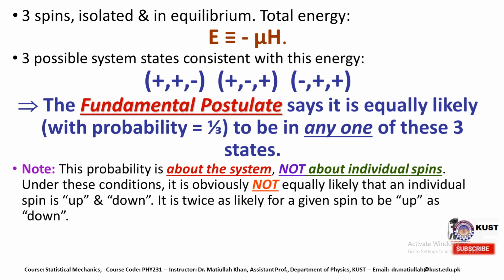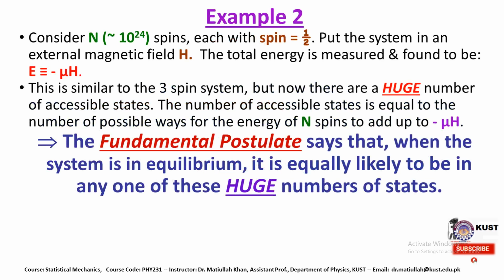If we have a system that has 10 microstates, correspondingly its probability will be 1 over 10. So this probability is about the system, not about individual spins, because in this condition it is very clear that an individual spin is not equally likely to be in the spin up or spin down state. It is in these particular 3 states that this system should be found.